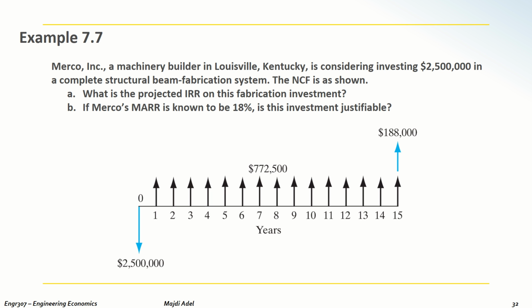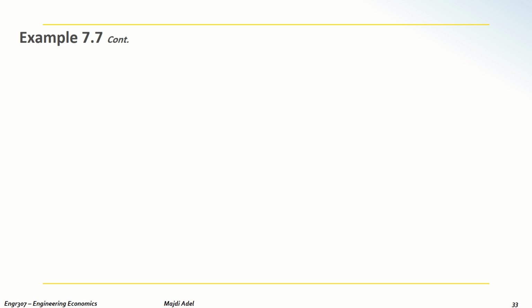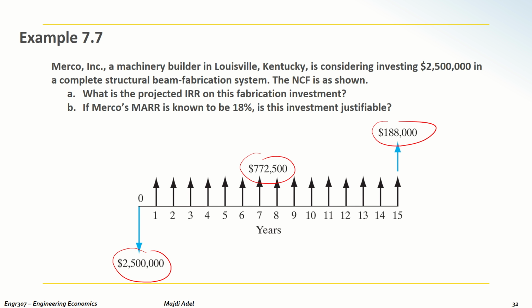And as you can see, this is the net cash flow diagram. I have an initial investment of 2.5 million, an annual uniform income of 772,500, and I have a salvage value at the end of $188,000. So there is only one sign change. So this is a simple investment, and because it is a simple investment, it is also a pure investment.